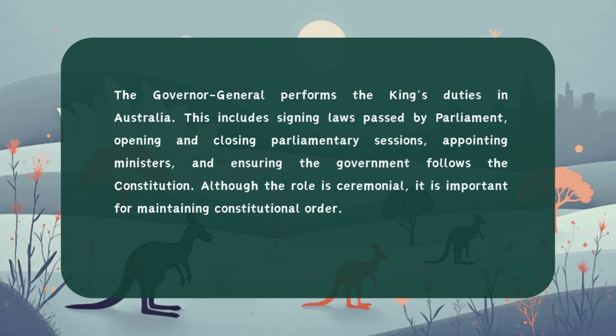This includes signing laws passed by Parliament, opening and closing parliamentary sessions, appointing ministers, and ensuring the government follows the Constitution. Although the role is ceremonial, it is important for maintaining constitutional order.